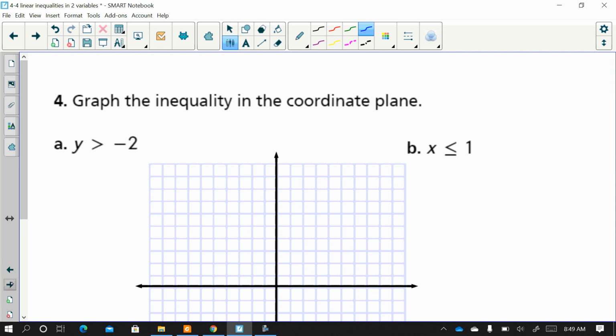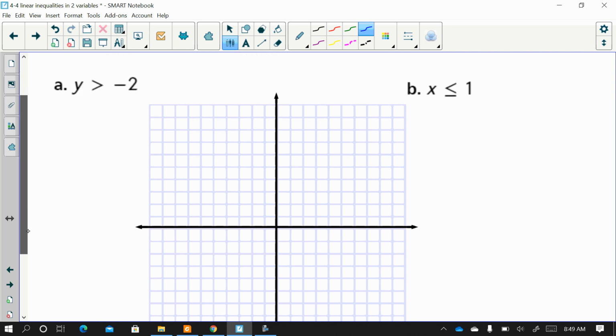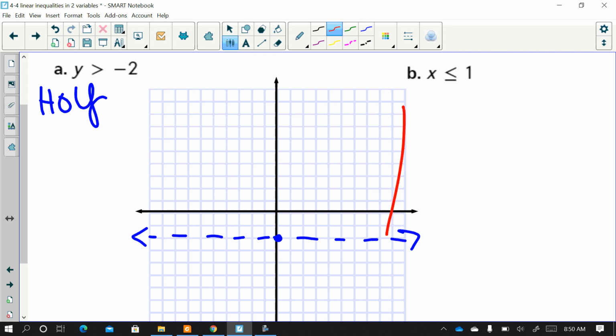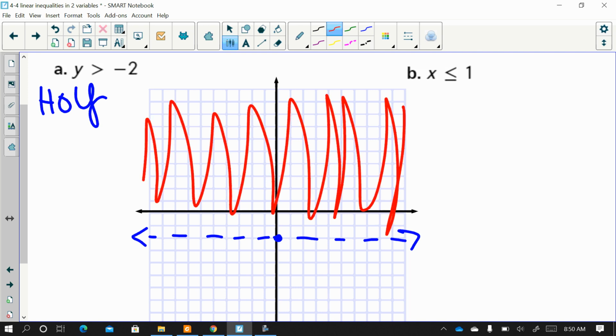Okay, your turn. Please pause the video and try letter A. Well, letter A, it's y, so I know it's Hoy. So I'm going to go down to -2. And it's horizontal, so I'm going to go this way. It's not equal to, so we're going to do a dashed line. Now I got to decide where to shade. I'm greater than. Where is y greater than -2? Up above. So I'm going to shade all the way above the line.